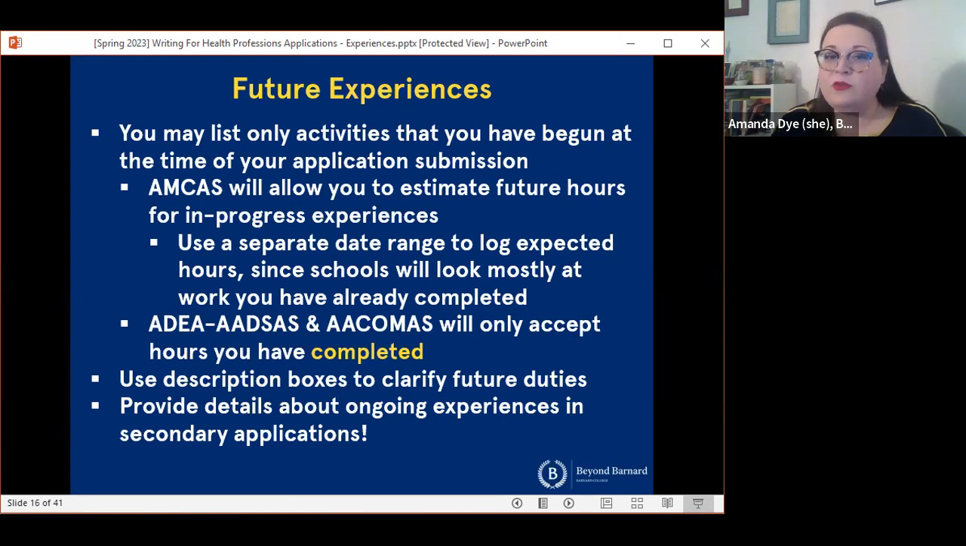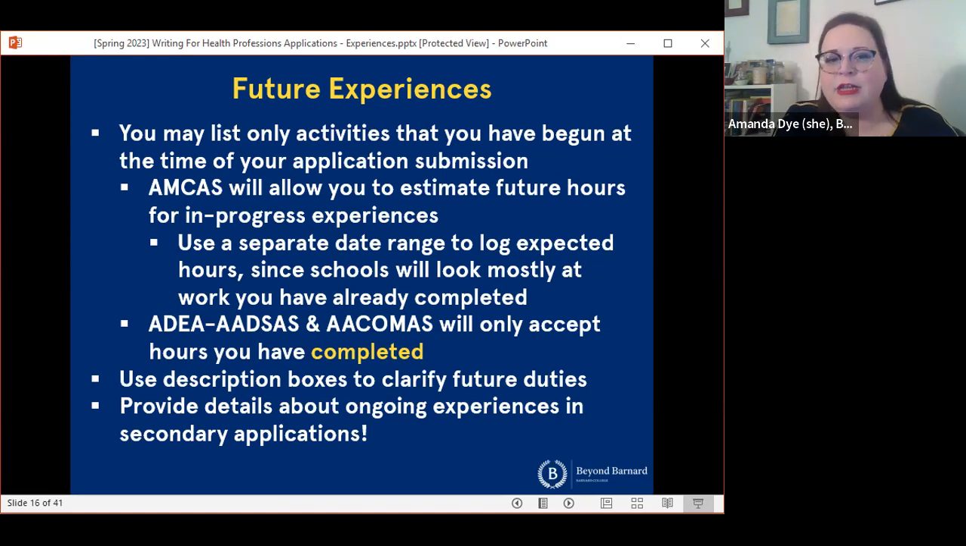AMCAS will allow you to estimate future hours. So let's say you're a person who is a year into a job and is going to be working in a job for the next year as you're going through your application year. That's easy. You can have a date range for the year that you've already completed, and then another date range to log your expected hours over the course of the coming year. It's really important to do that for things that are in progress, and schools are going to be mostly concerned with work that you've already completed at the time you submit your application.